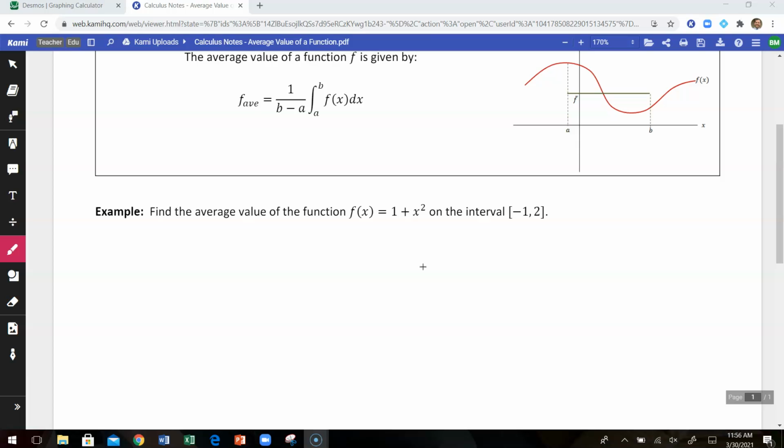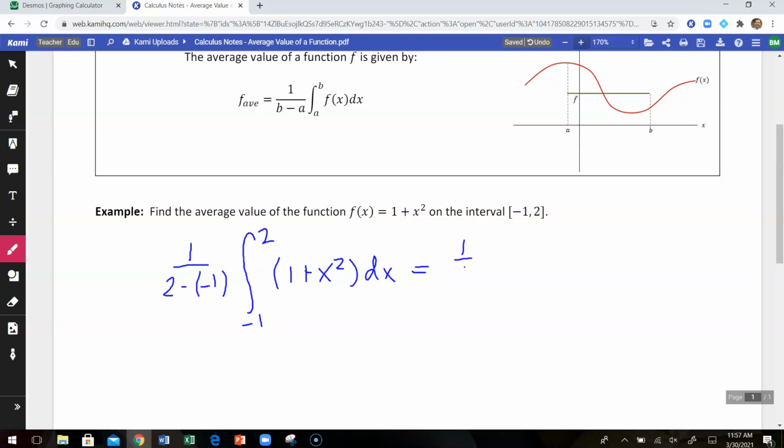2. So our setup here would be 1 over 2 minus -1 times the integral from -1 to 2 of our function 1 plus x squared dx. And then we're simply just going to evaluate this. Out front, that would turn into 1/3. So I'd have 1/3 times the integral from -1 to 2 of 1 plus x squared dx.